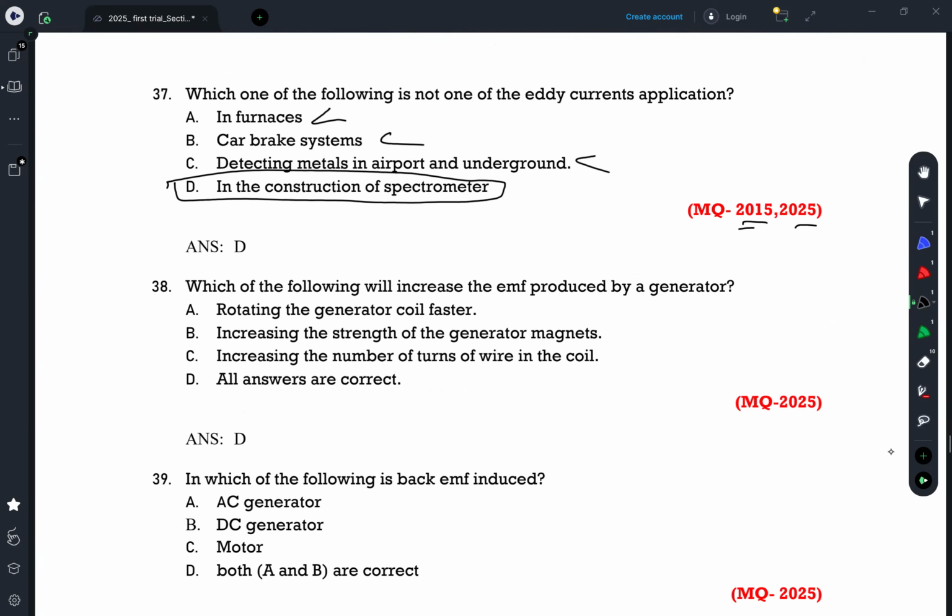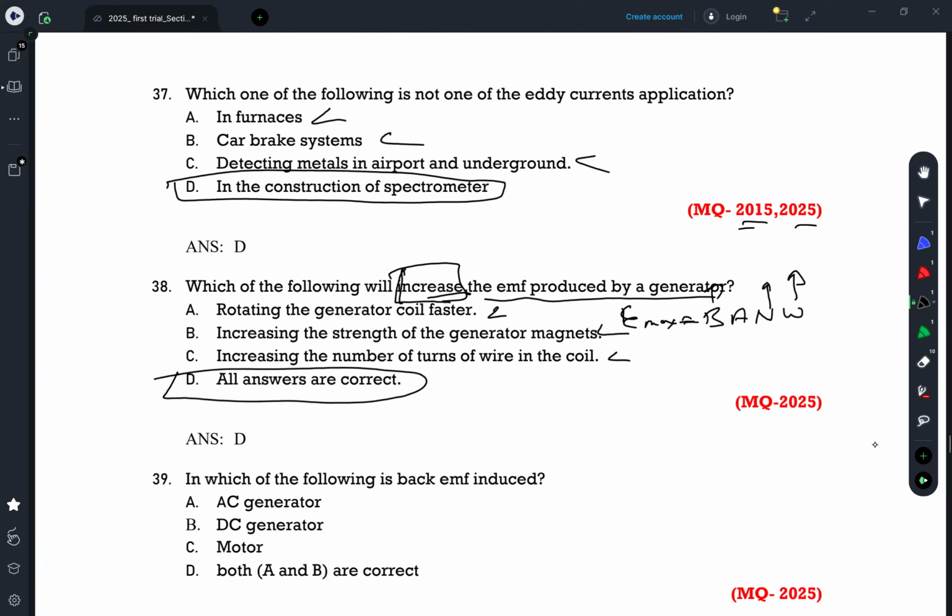Which of the following will increase the EMF produced by a generator? You are going to use the EMF equation for the generator. E max is equal to B A N omega. In the standard test, this question was asking which will not increase, but they changed the question to will increase. Rotating the coil of the generator faster, yes, it increases. Increasing the strength of the magnetic field increases the EMF. Increasing the number of turns increases the EMF. So all answers are correct.